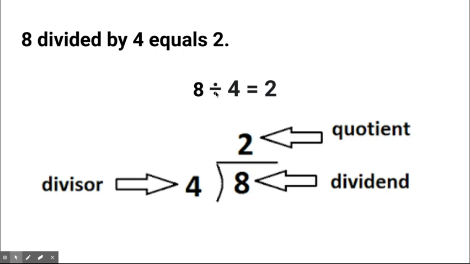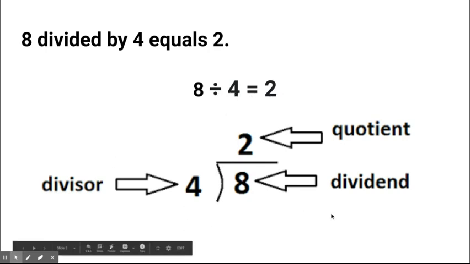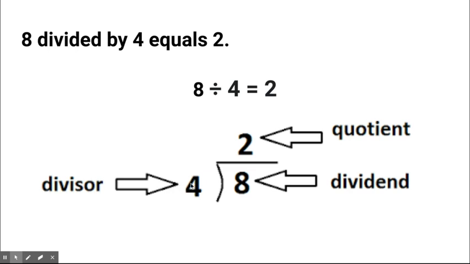We would write this using mathematical symbols by writing 8, here's our division sign, 4 equals 2. Now, if we were using a long division setup, we would have 8 within our little house here. 4, our divisor, goes on the outside, and our quotient goes up top.